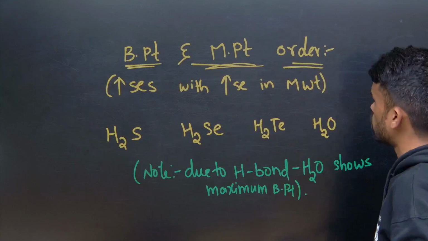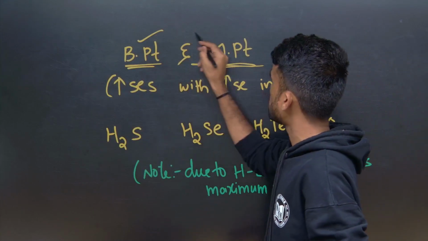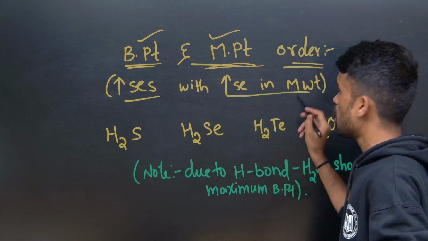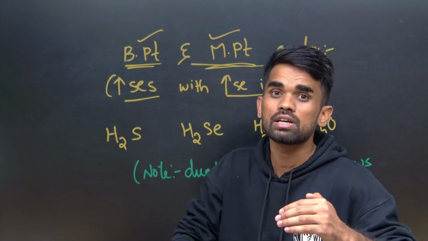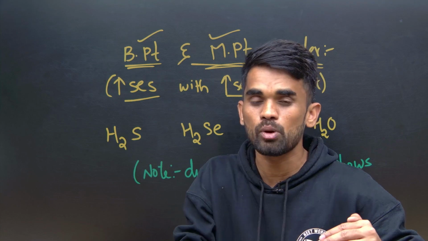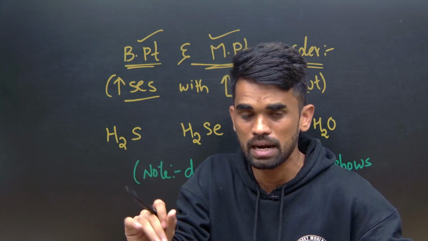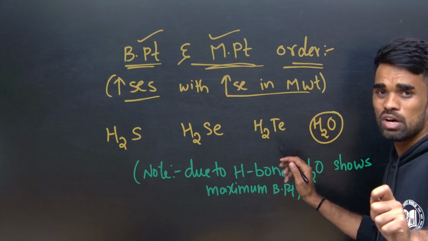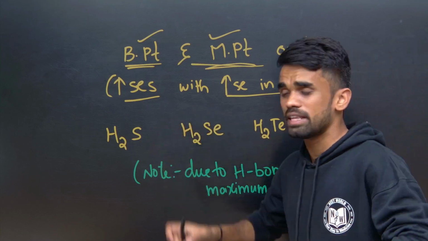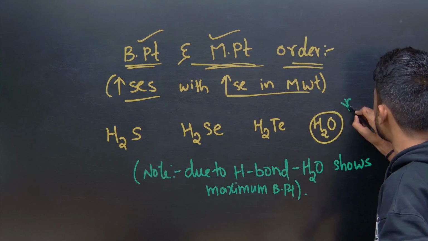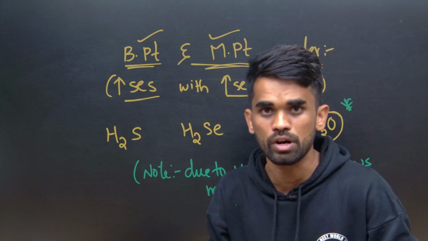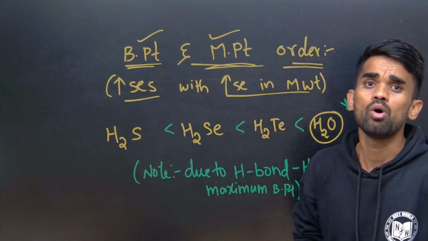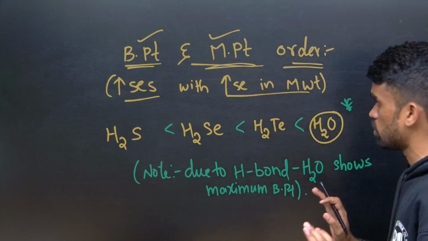Then let's discuss boiling point and melting point also. They increase with increase in molecular weight. Down the group the molecular weight of hydrides increases, so boiling point and melting point also increase. You can remember it like that. And one more thing here: water has the highest boiling point and melting point when compared with the other hydrides, because of its extensive intermolecular hydrogen bonding. That is what you need to understand here.